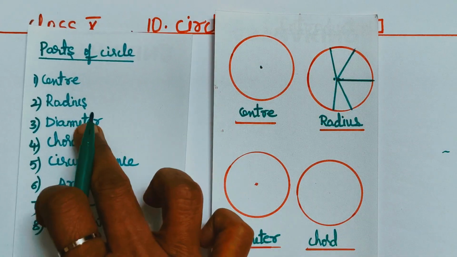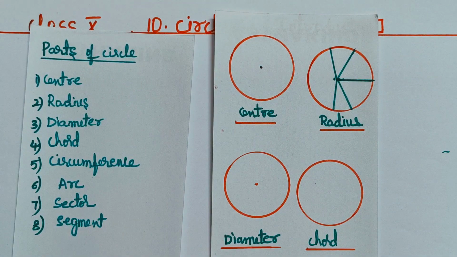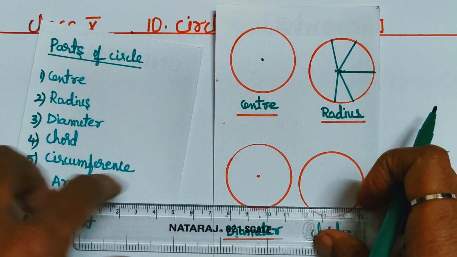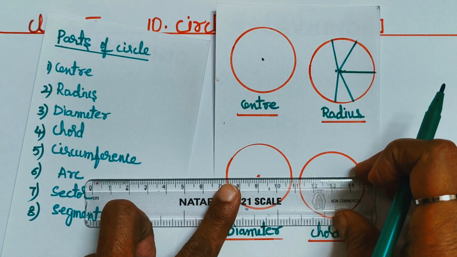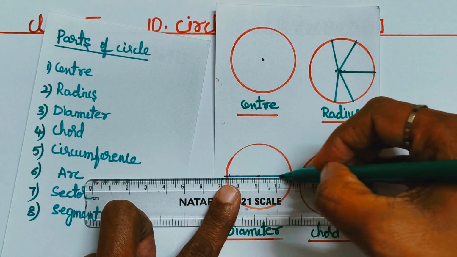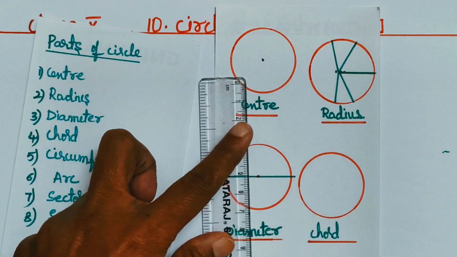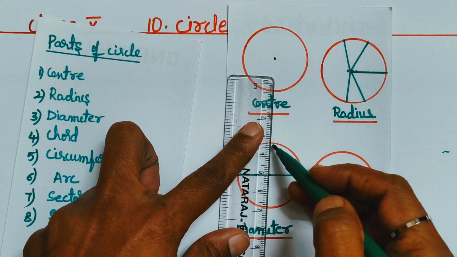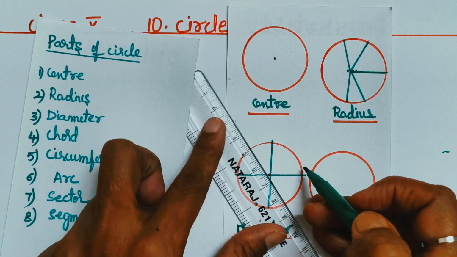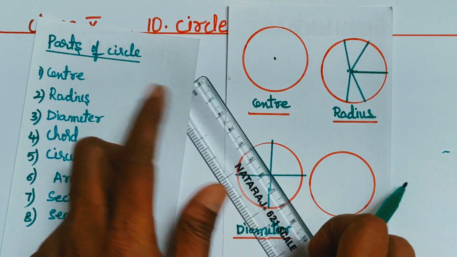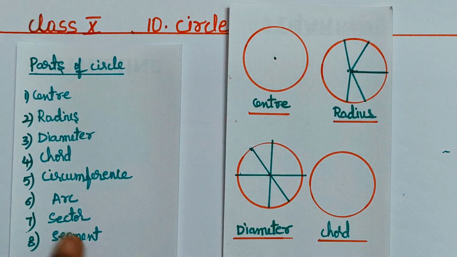Next, the third part is the diameter of the circle. What is the diameter of the circle? A line passing through the center is called a diameter of the circle. See here, this is the center of the circle. I am joining, and this line passing through the center is the diameter. This is also a diameter. Like this, how many diameters are possible in the circle? An infinite number of diameters are possible in the circle.